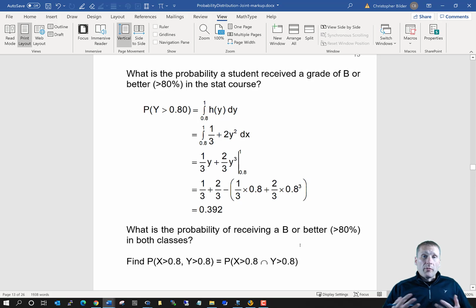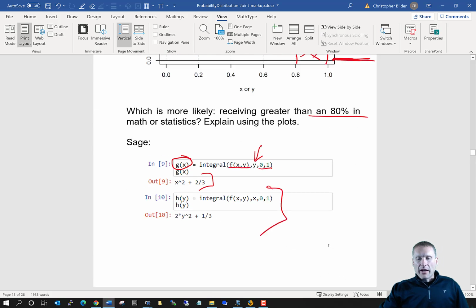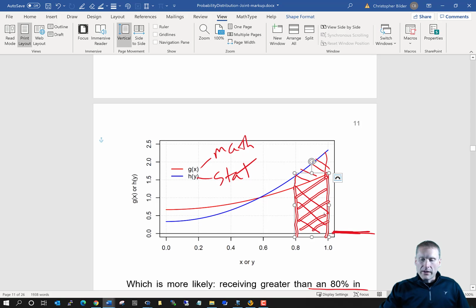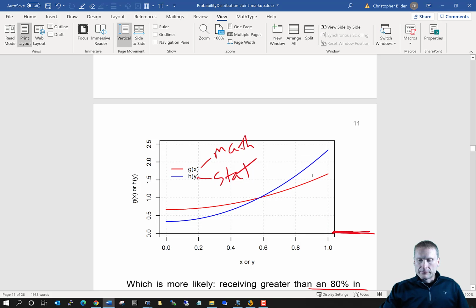To get the probability associated with the stat course, or y, I want to find the probability y is greater than 0.8. So I take the integral from 0.8 to 1 of h of y dy. Do the math, you get 0.392. So if we go back to our previous plot, let me do some erasing here. Okay, so the area underneath the blue curve, that area is 0.392.